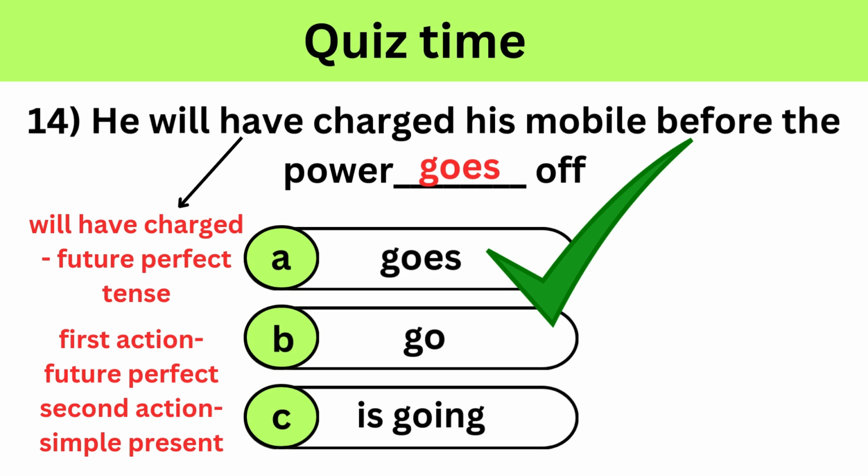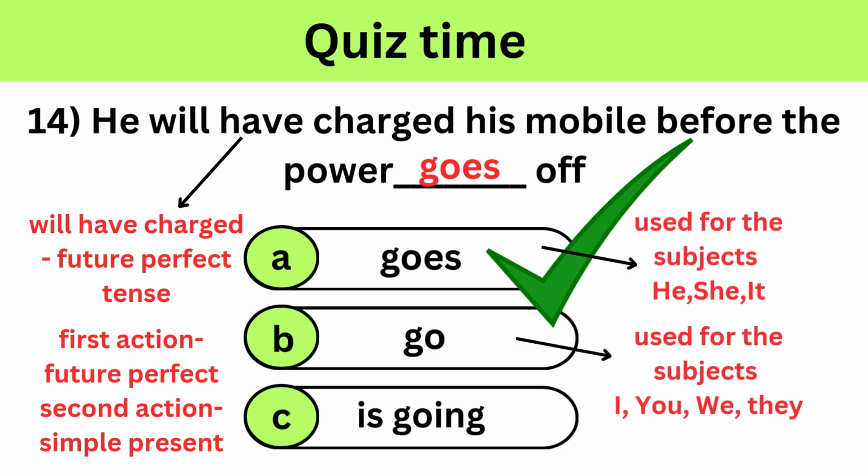We cannot use go because for third person singular subjects like the power, we add es to the base form, resulting in goes. The base form go is used with subjects like I, you, we, they. Therefore, the correct sentence is he will have charged his mobile before the power goes off.